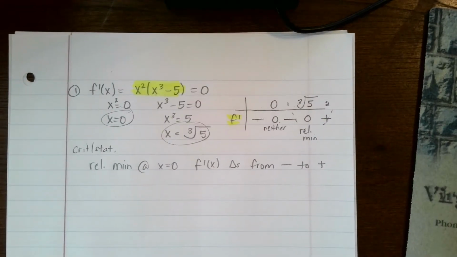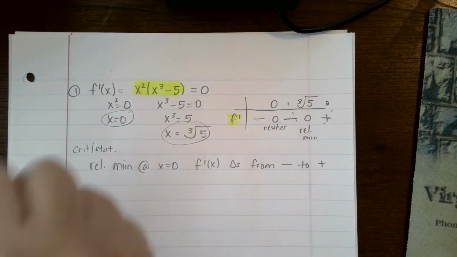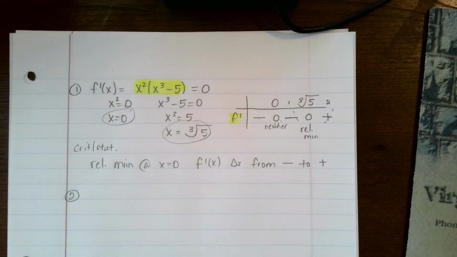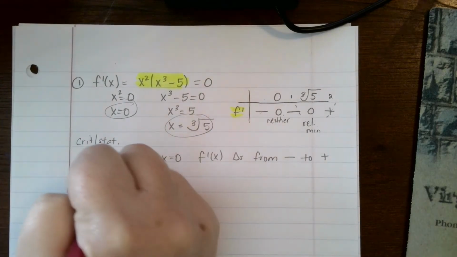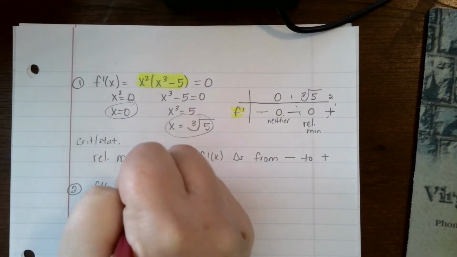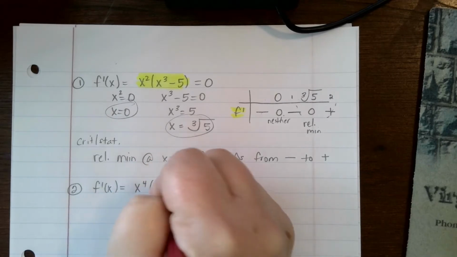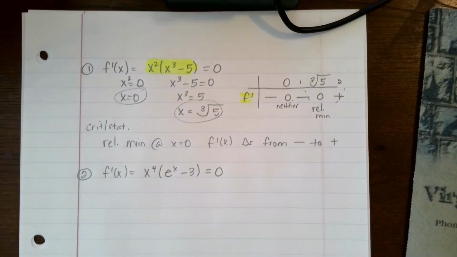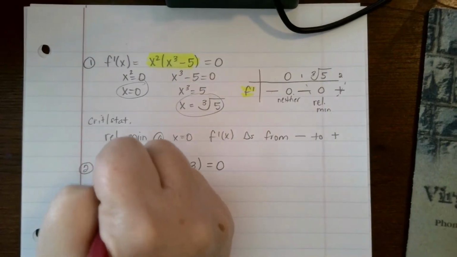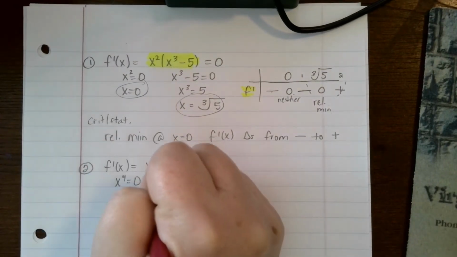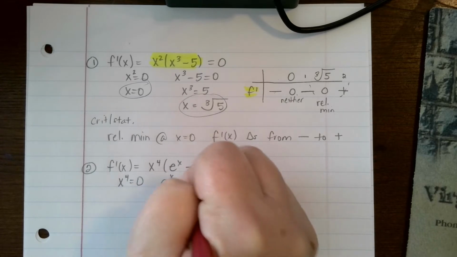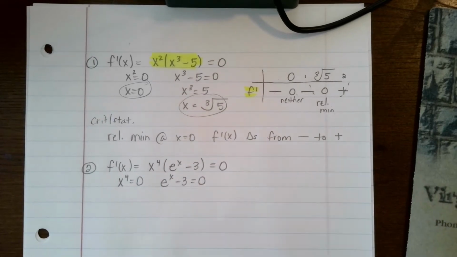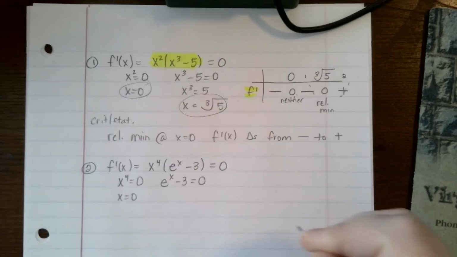Now, if you need to copy it down or something, go ahead and push pause, and you can copy it. Number 2, they gave you f prime is equal to x to the 4th times e to the x minus 3. So again, we need to set this equal to 0. So x to the 4th equals 0, e to the x minus 3 equals 0. So here x is just going to equal 0.